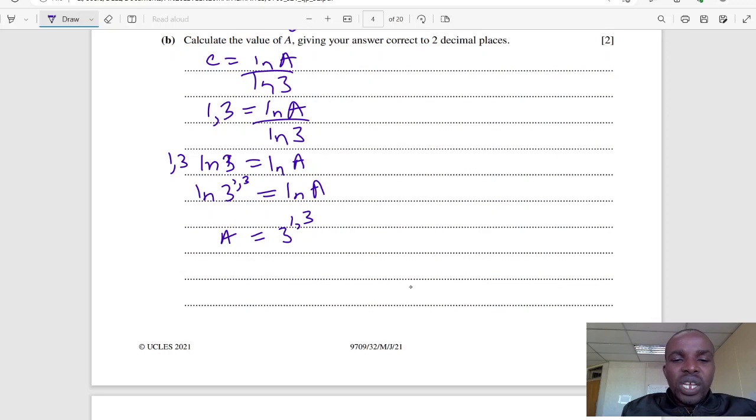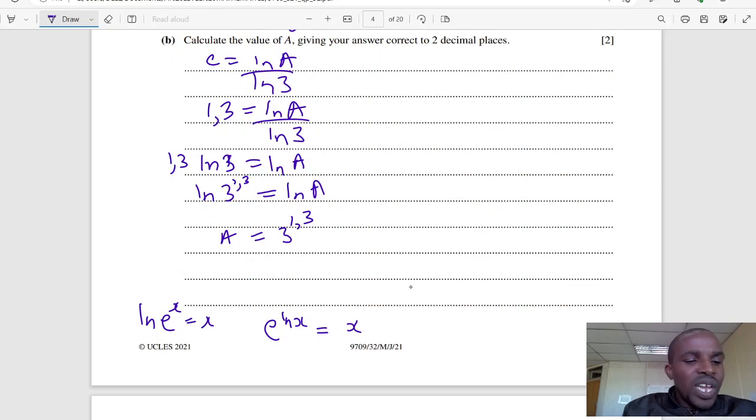It will make sense this way. Or you can raise both sides to the power e, so as to get rid of ln. Because ln e to the power x is equal to x, or e to the power ln x is still equal to x. That's the concept that you can apply.